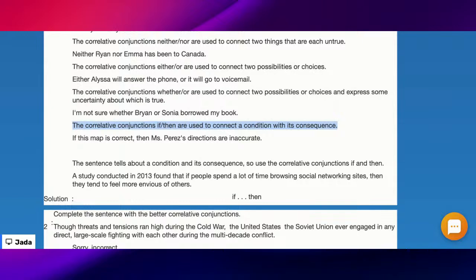So you can see the different correlative conjunctions, all of them have different ways that they are used. So you just need to note the different ways that you use all the correlative conjunctions. We will go through some examples now and then we can see the ways that we can use them.